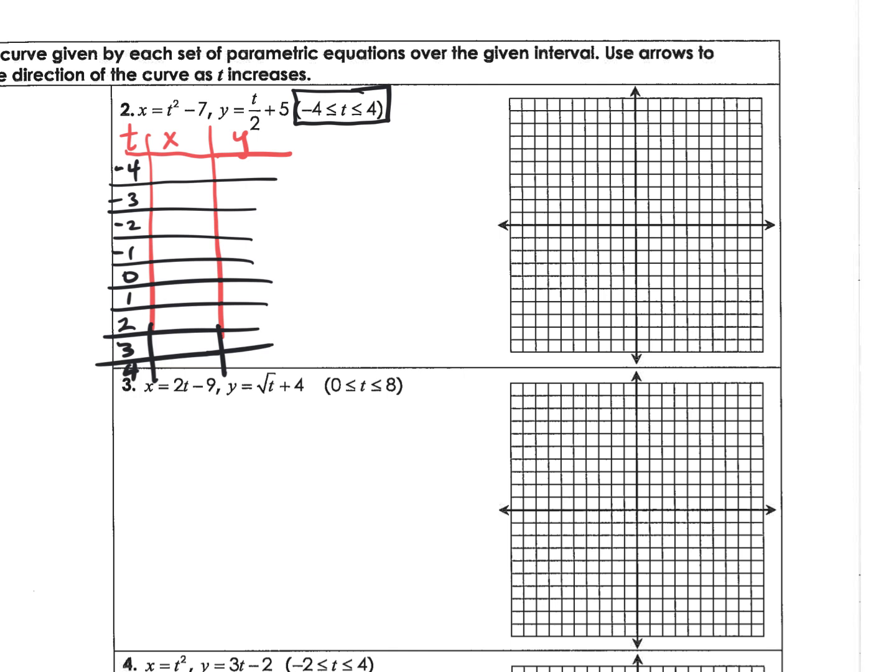T squared minus 7. I'm just now making the chart, please. Okay, what did you say? Do you want to calculate? Okay. So let's go over. These fractions, do we need to keep them as fractions? I'm just putting them as decimals because you're graphing them.